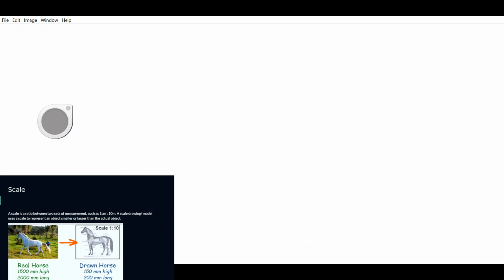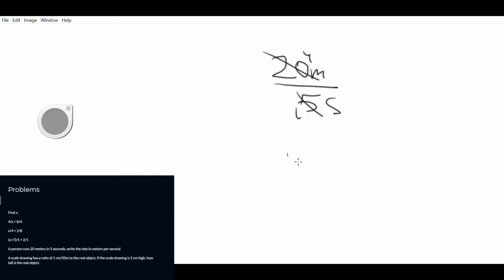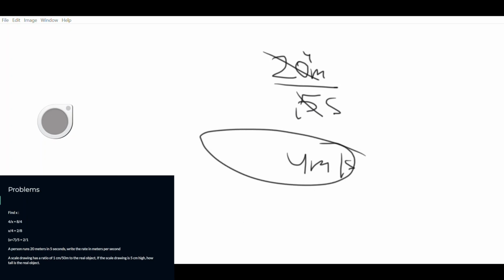So now let's look at a few problems. A person runs 20 meters in 5 seconds. Write the rate in meters per second. So we could write it like this: 20 meters every 5 seconds, and we could write 4 meters per second, and that would be our answer.